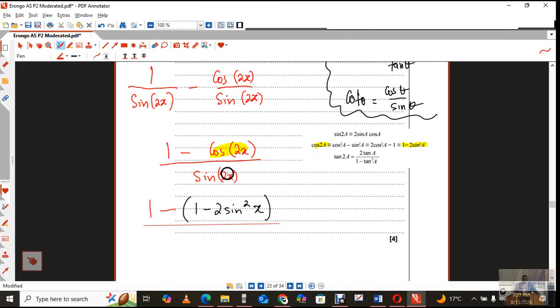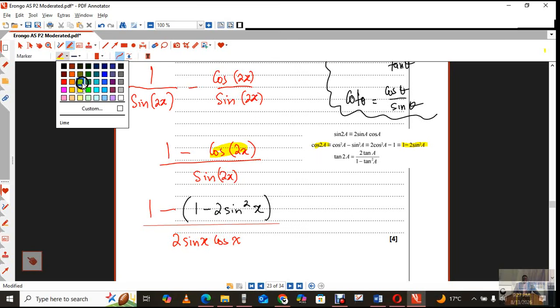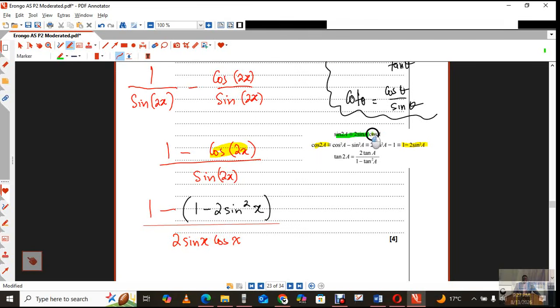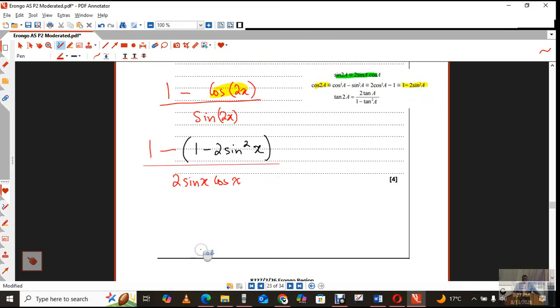Here's another thing. Sine 2x can be written as nothing but 2 sine x cos x. If you were worried and say, where am I getting? There we go. We are very close, right? That numerator can be cleaned up a bit further.